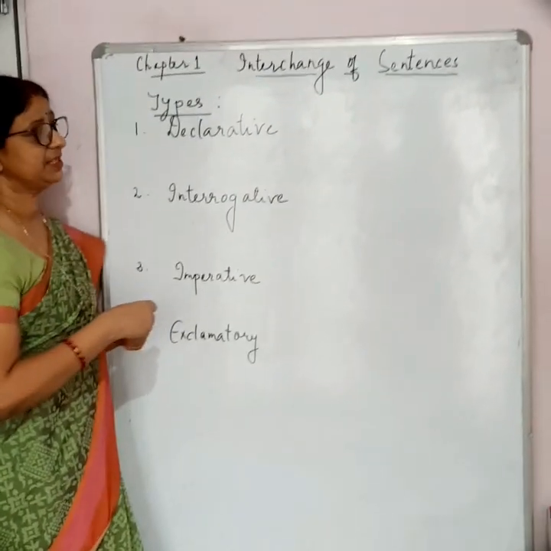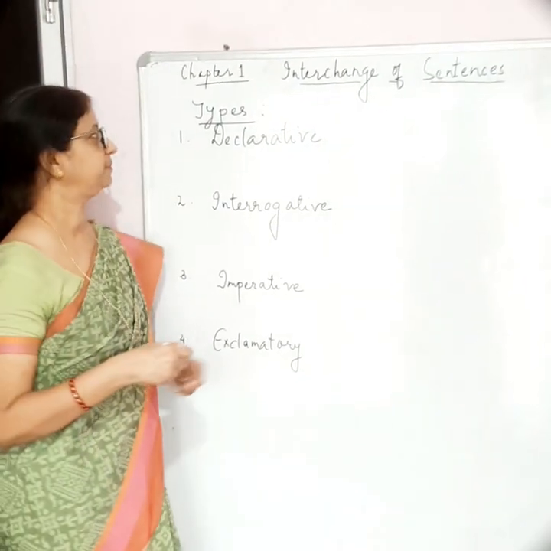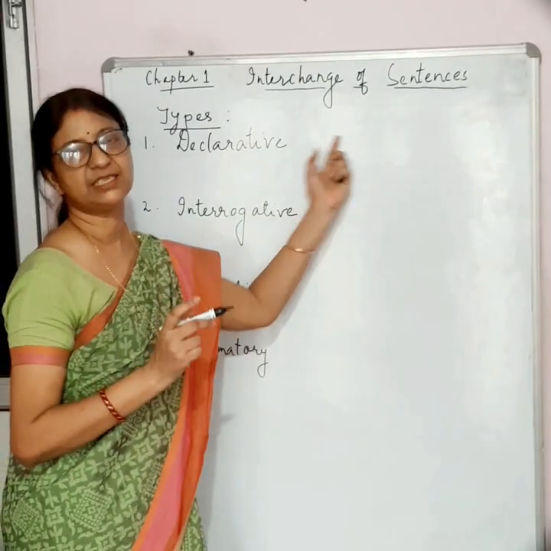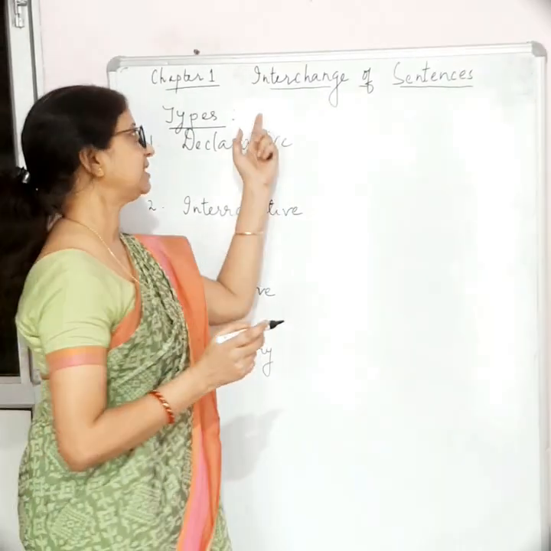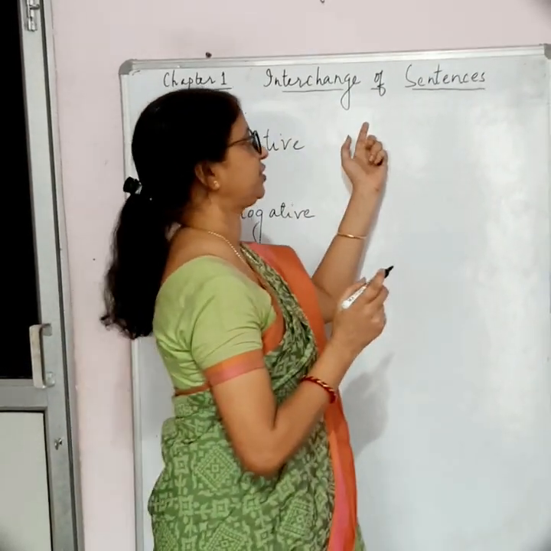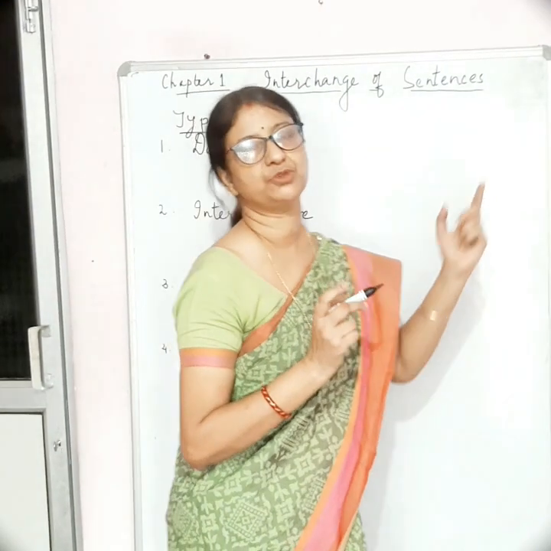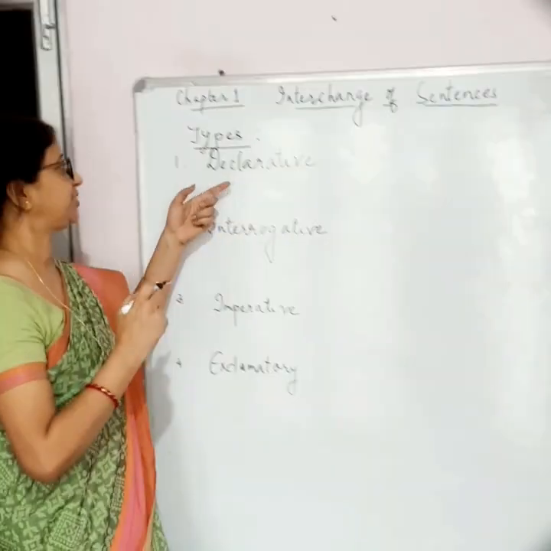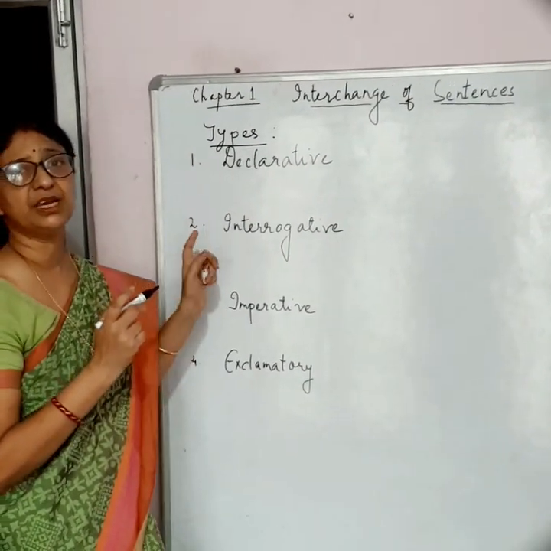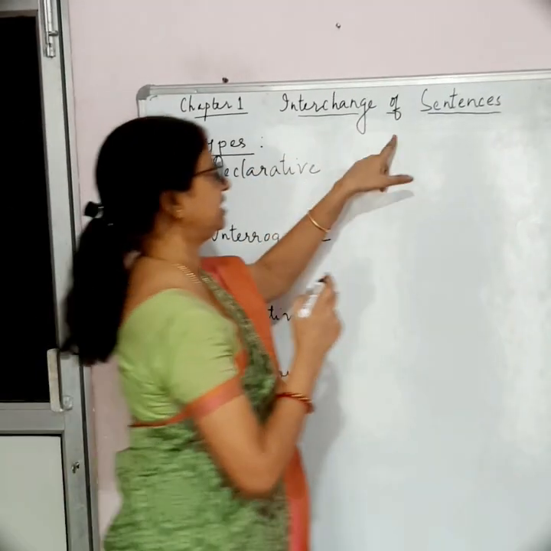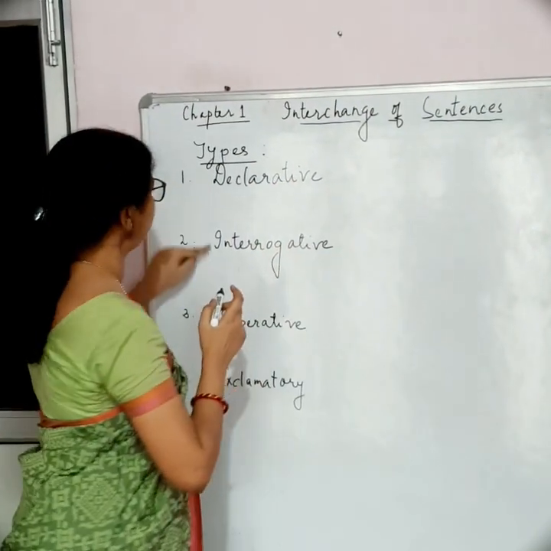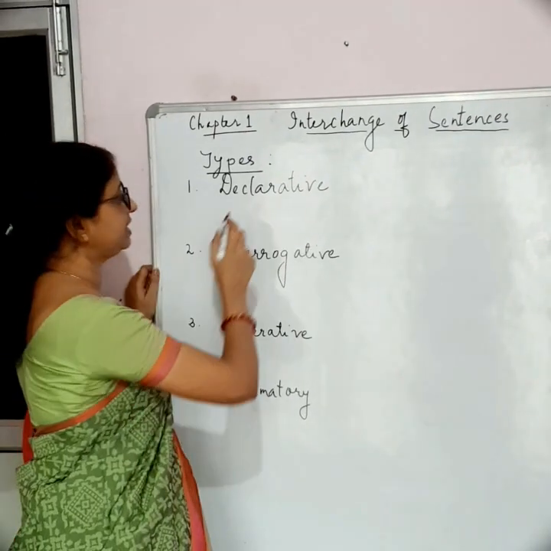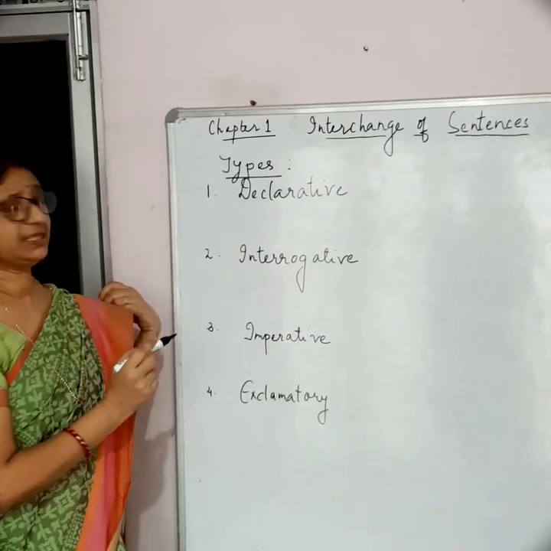First we begin with chapter 1 of your Total English. Interchange of sentences. What is interchange of sentences? It is change or transformation from one grammatical form to the other. Otherwise, we can say it is change from one type of sentence to the other. So, interchange of sentences can be done with the help of 4 different types of sentences. Let us find out what the 4 different types of sentences are.